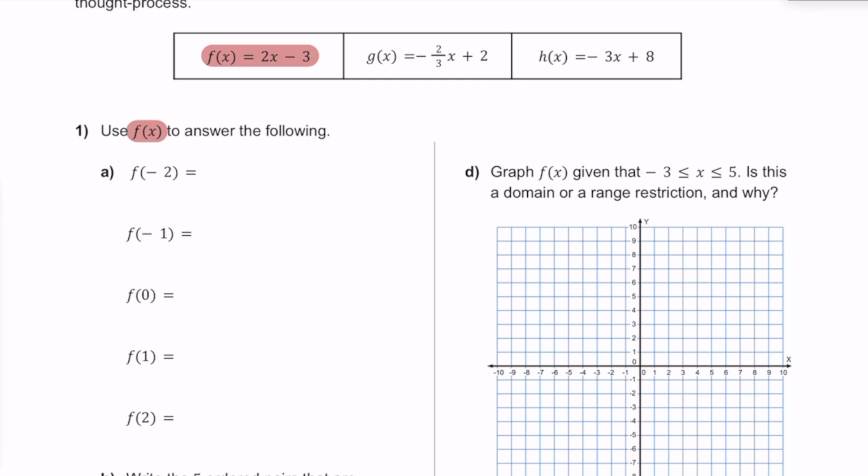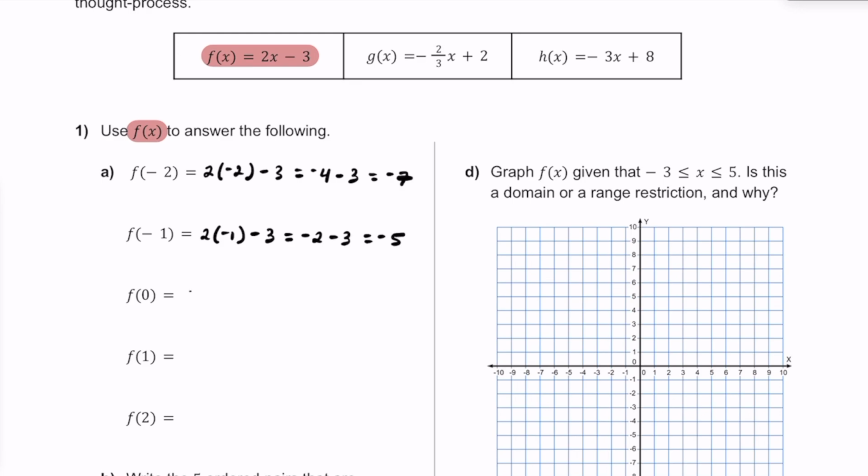If you just plug in -2 for x, this is going to be 2 multiplied by -2 minus 3. This is going to be the same thing as -4 minus 3, which is equal to -7. Okay. The next one is f of -1, so keep using this f function here. So this is going to be 2 multiplied by -1 minus 3. So 2 times -1 is going to be -2 minus 3. That's going to be equal to -5.